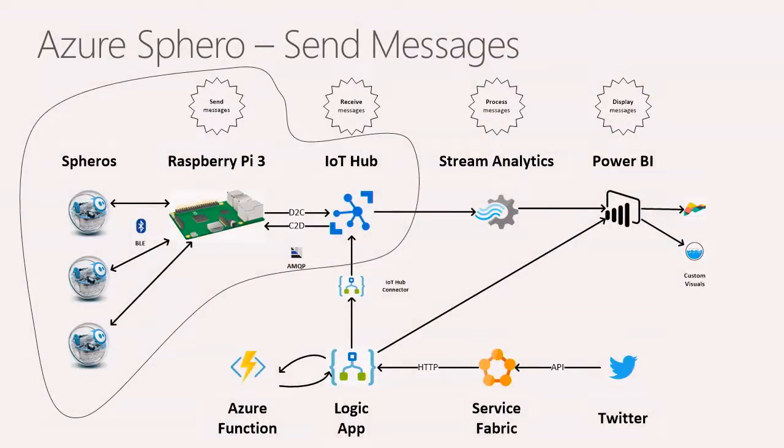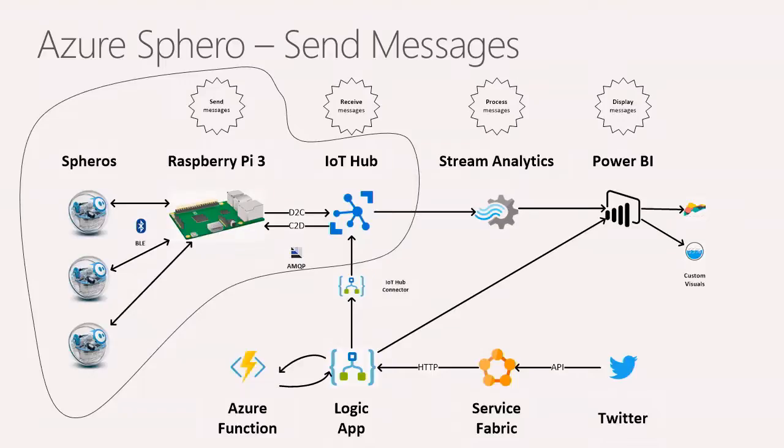So let's dig into the four things. Remember I said send, receive, process, display. I hope that's not distracting for anyone. No, I really hope it is. So the Sphero is going to connect to the Raspberry Pi. We talked about that, right? How do we do that? Well, I'm going to show you.